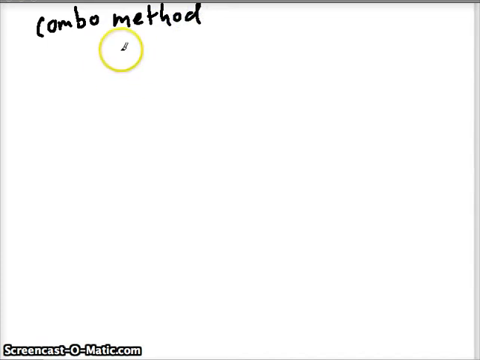This next method is called the combination method, or the combo method. We're going to combine two equations by simply adding them, and we should be able to solve for x or y. So let's see how to do that. If we're given an example like this.